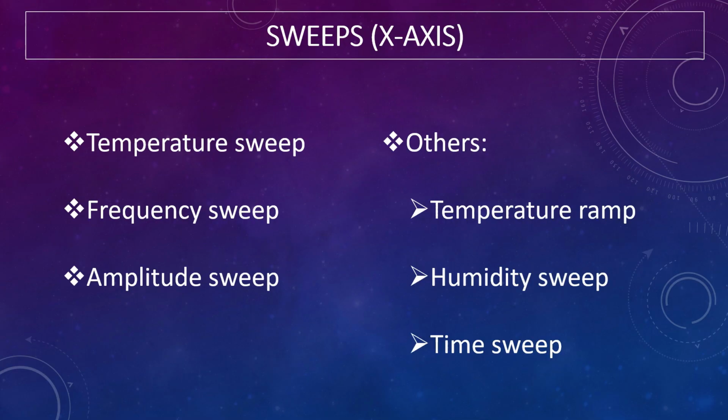For the x-axis, which we call sweeps, we have temperature sweep, frequency sweep, and amplitude sweep. The most famous one is the temperature sweep, then comes the frequency sweep. The others are more uncommon: temperature ramp, humidity sweep, and time sweep. For the time sweep, maybe we put the sample there over some time and let it erode or something else. The material itself will change over time, like the material becoming rusty, for example.